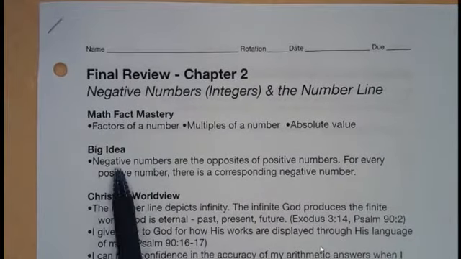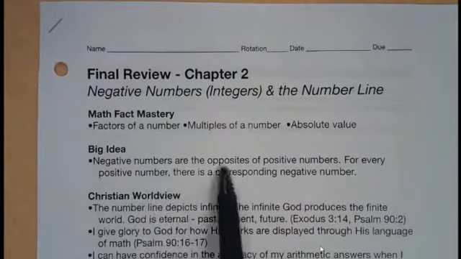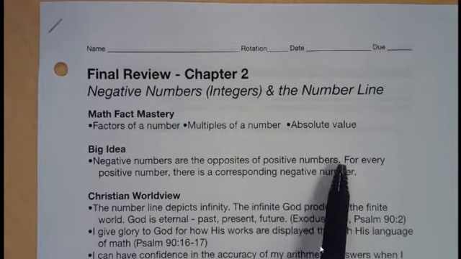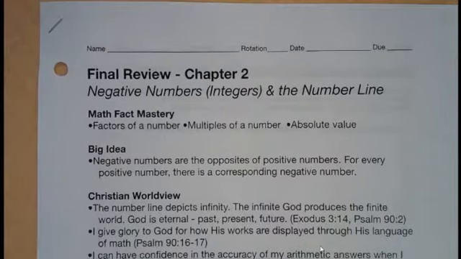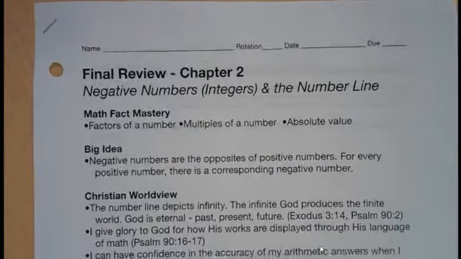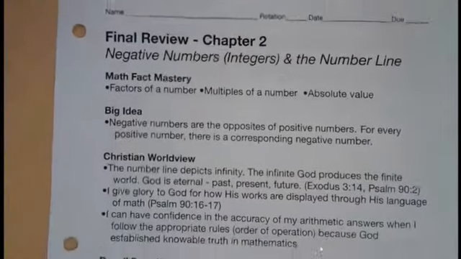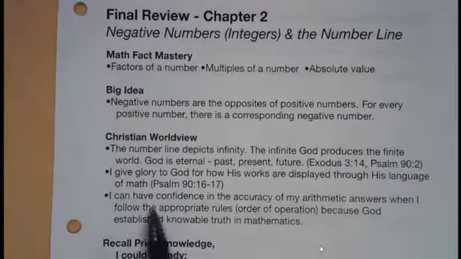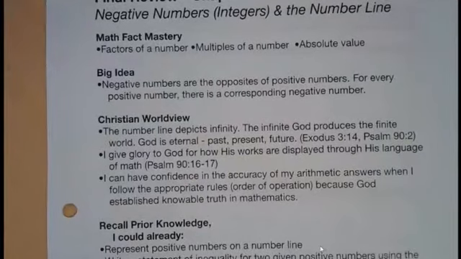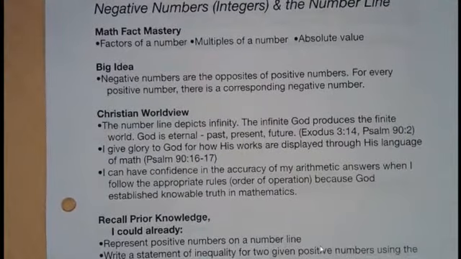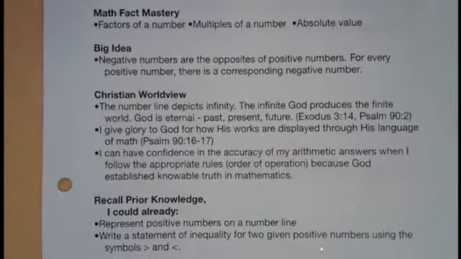We haven't gone over that since the beginning of the year, but negative numbers are the opposites of positive numbers. For every positive number, there is a corresponding negative number. And then we have our Christian worldview where the number line depicts infinity. We can give glory to God for how his works are displayed through his language of math. And we have the confidence in the accuracy of our math answers when we follow appropriate rules such as order of operation because God established noble truth in mathematics.